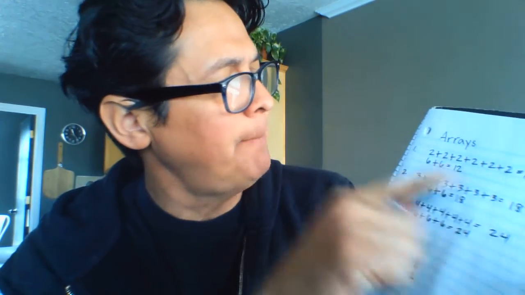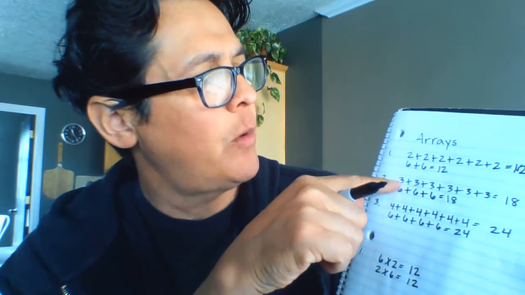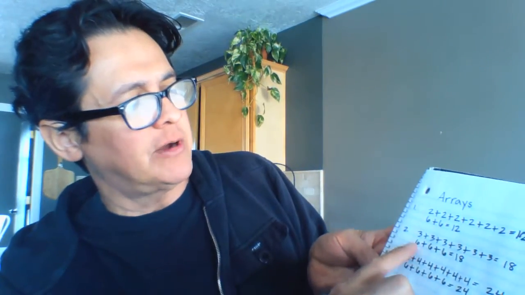Okay, let's do the second one. How many threes? 1, 2, 3, 4, 5, 6. 6 threes. So that is 3 times 6. And how much did we say that was? 18, right? All right. And the bottom one, we just flip it over. 1, 2, 3. 6 times 3.